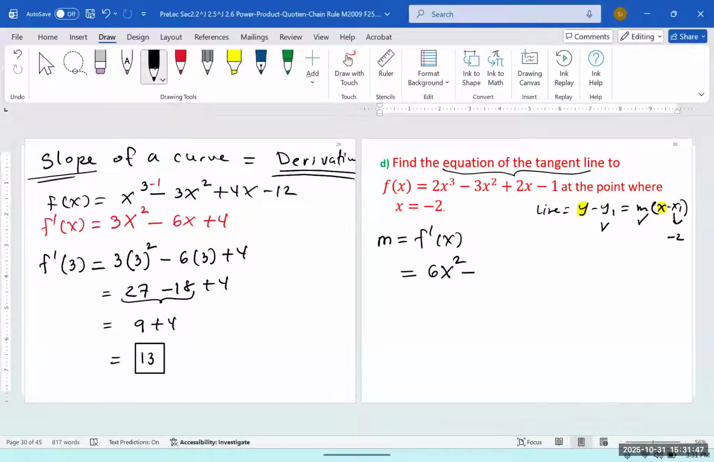What's the derivative of 3x squared? 6x. What's the derivative for 2x? 2. And what's the derivative for -1? 0. So this is the slope. But doesn't it look weird? Slope is supposed to be a number. Do you have a number here? No. So we need to find a number. How do you find the number for the slope? Plug in x. So this is the derivative at x, but we are not looking for the formula. We are looking for the number when our x is, sorry, not 3, -2.